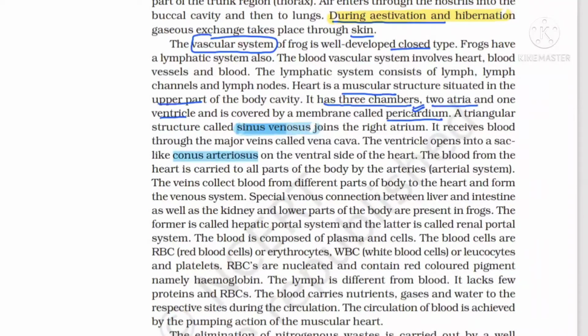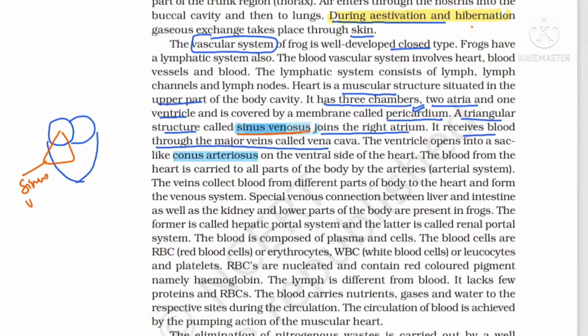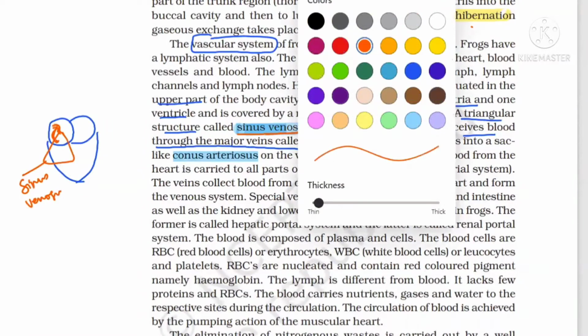Sinus venosus is a triangular structure which joins the right atrium and receives blood from the major vein called vena cava. So do one thing, make this diagram this way. Make it a triangular structure. This is the vein. Sinus venosus, the vein. It is pouring blood into the right atrium. It joins the right atrium to receive blood through the major vein. Is it clear? Make this diagram, it will help you to remember it.